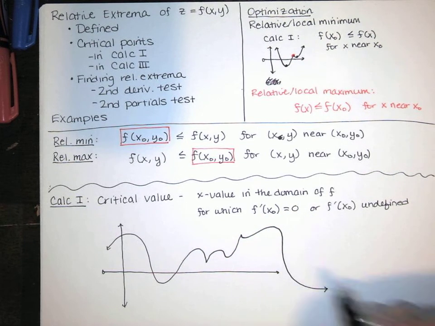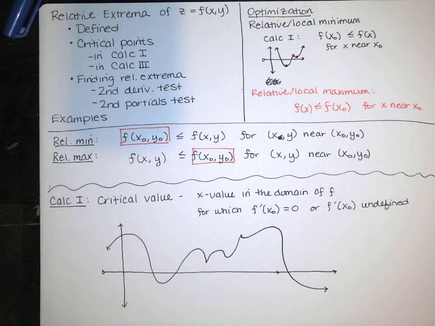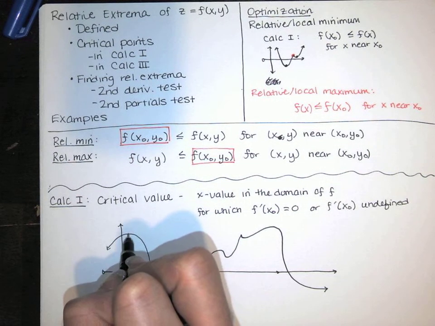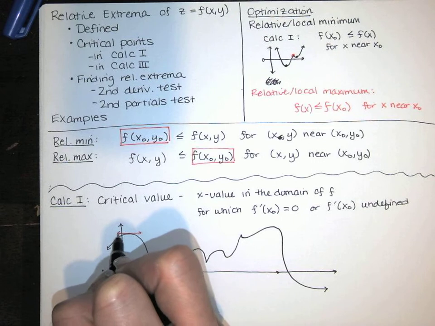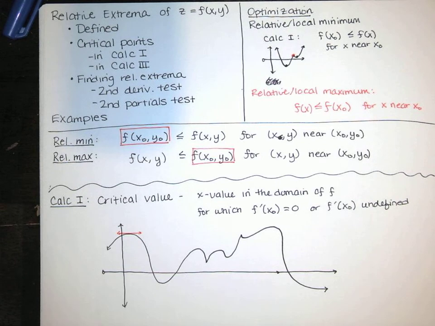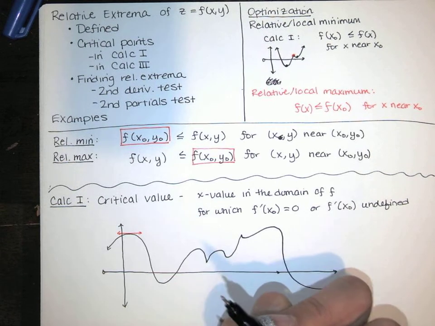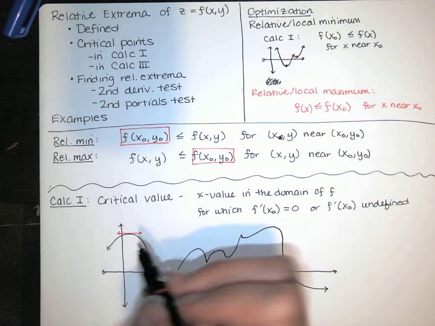I know I'm doing a lot of weird stuff. That's totally fine. Okay, now let's point out all of the critical values. Well, we've got critical values wherever the derivative is 0. It looks like I've got a 0 slope right here. Remember, the derivative is the slope, so whenever we have a horizontal tangent line, that's where our derivative is 0.